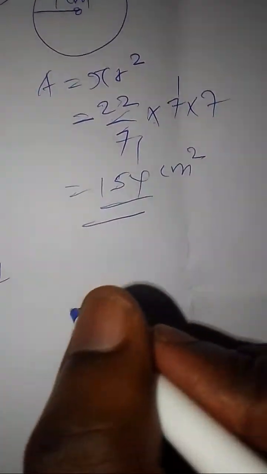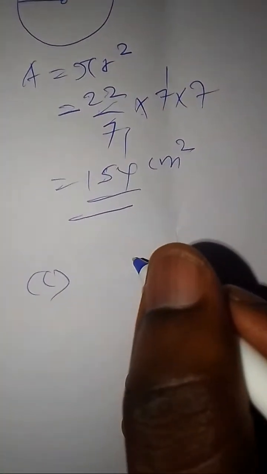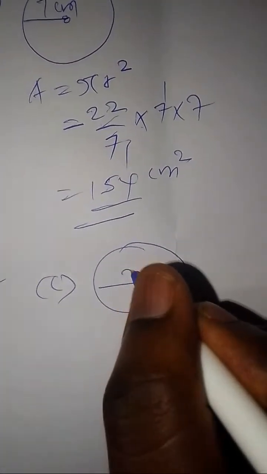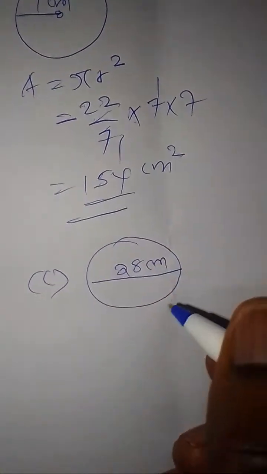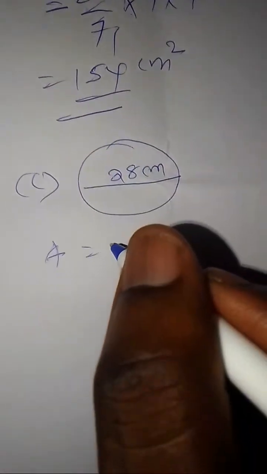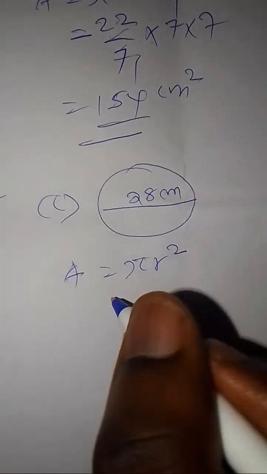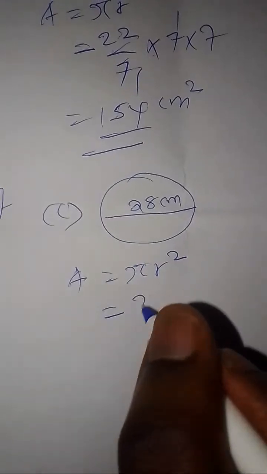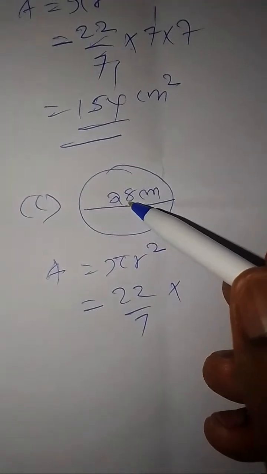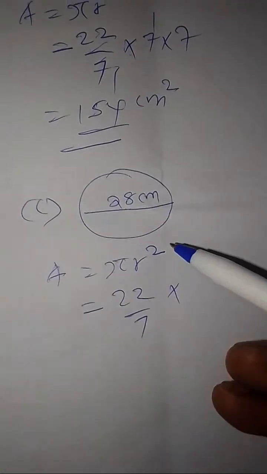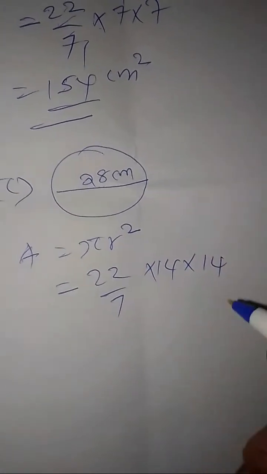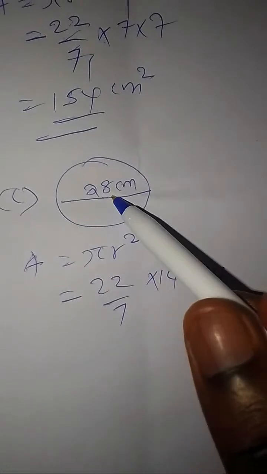Then the other one, part C, is like this. This one is the circle. Then the diameter is 28 centimeters. Then we are asked to calculate the area. We still use the formula. Area is equal to pi r squared. Then we shall have our pi, which is 22 over 7, multiplied by, so here, this one is 28. We change the diameter into the radius. So the radius shall be 14 multiplied by 14, because the radius is half the diameter.